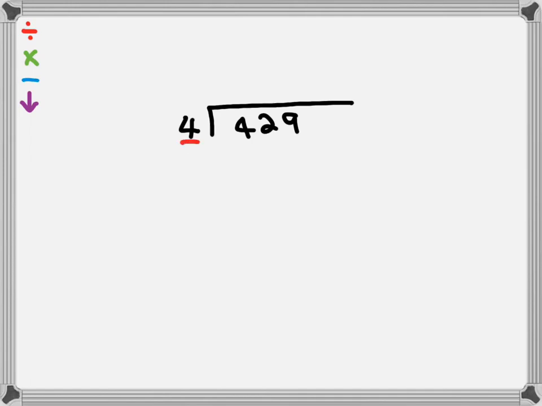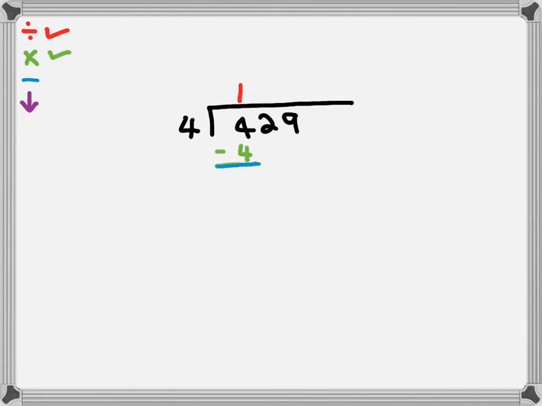So we can see that 4 can go into 4. 4 can go into 4 once. So we're going to say 1. 4 goes into 4 once. That's our divide step done. Now times: 1 times 4 is 4. We write it neatly under our 4 in the column. Now our minus step.